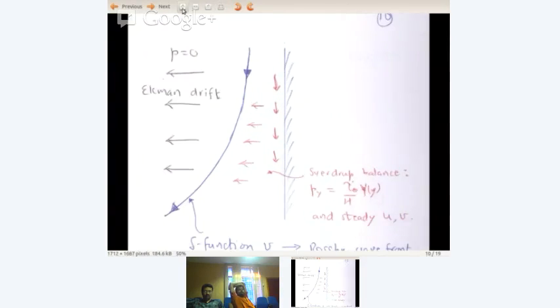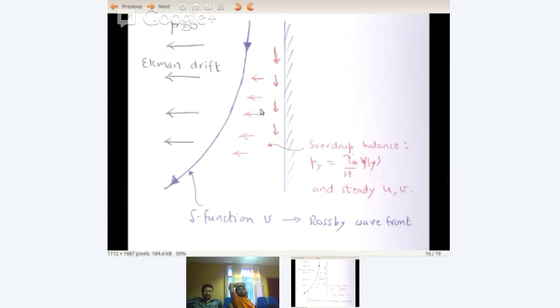So this was the solution when we had kappa p by c squared included as the friction. There is a non-zero Ekman drift and there is a non-zero V field. So the sweat drift balance now is py balancing the wind stress, and there is also a steady u and V field. But this u and V is going to be small. That's basically because the friction is small. Kappa is usually a small number. And likewise, the impact on the pressure field is small.